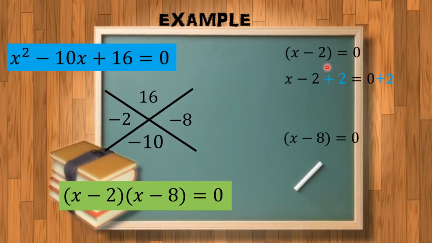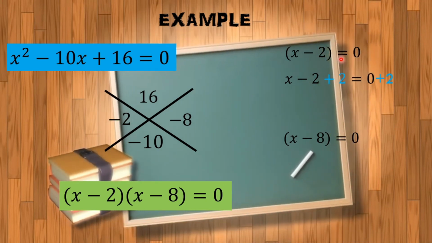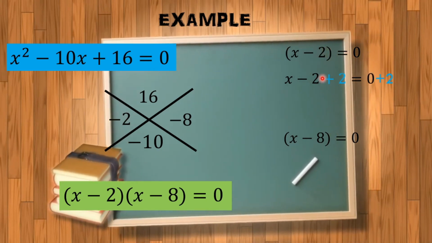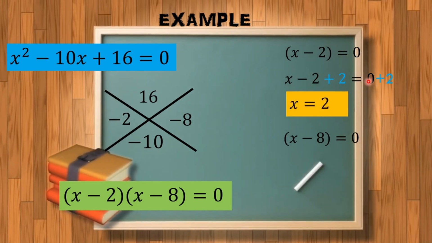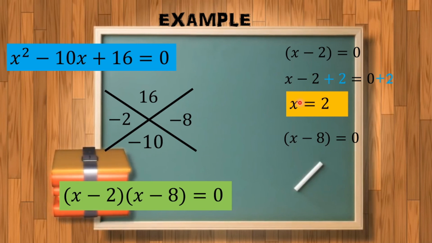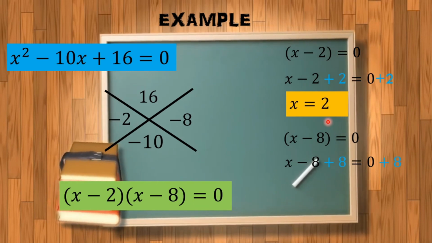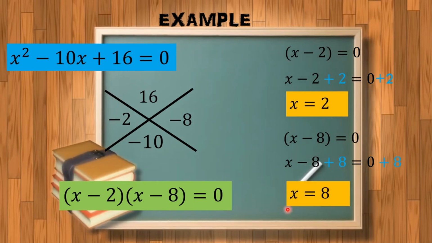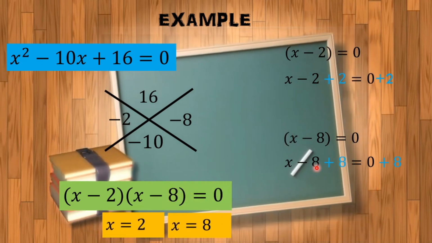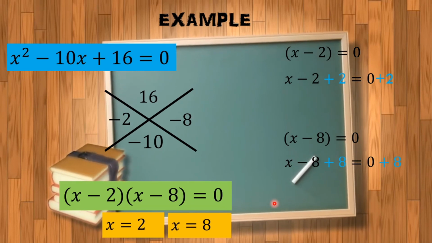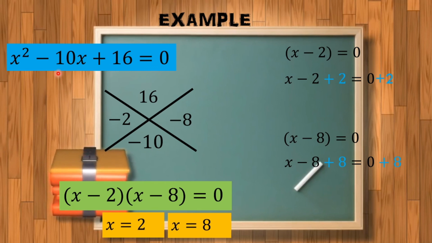And to solve, we have x minus 2 equals 0, again applying the zero product property, and we need to transfer the negative 2 to the right side, so we put positive 2 on both sides, and we have the answer x is equal to 2. And the same with x minus 8 equals 0, and we have x is equal to 8 as the second root. And now we have the roots x is equal to 2 and x is equal to 8. Those are the roots of our given problem here.